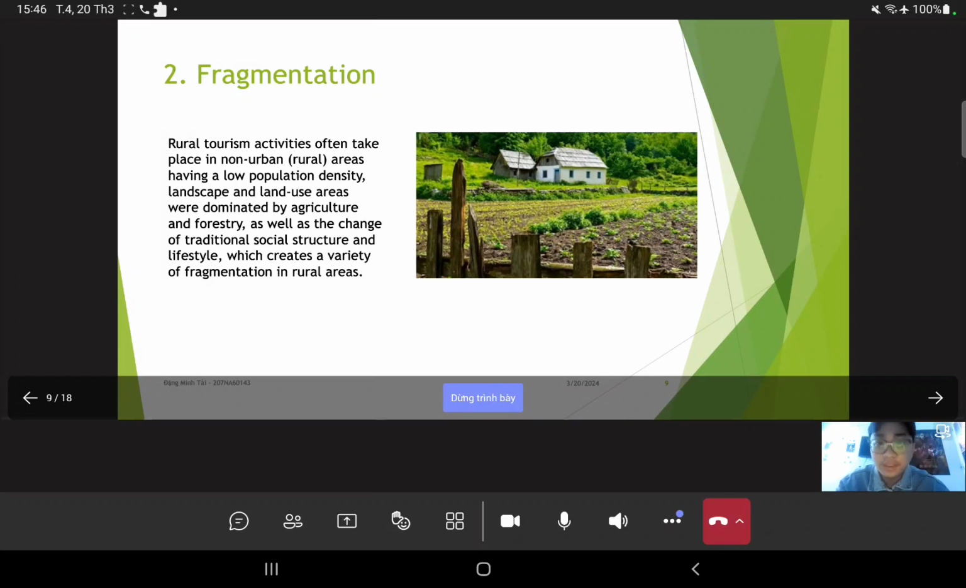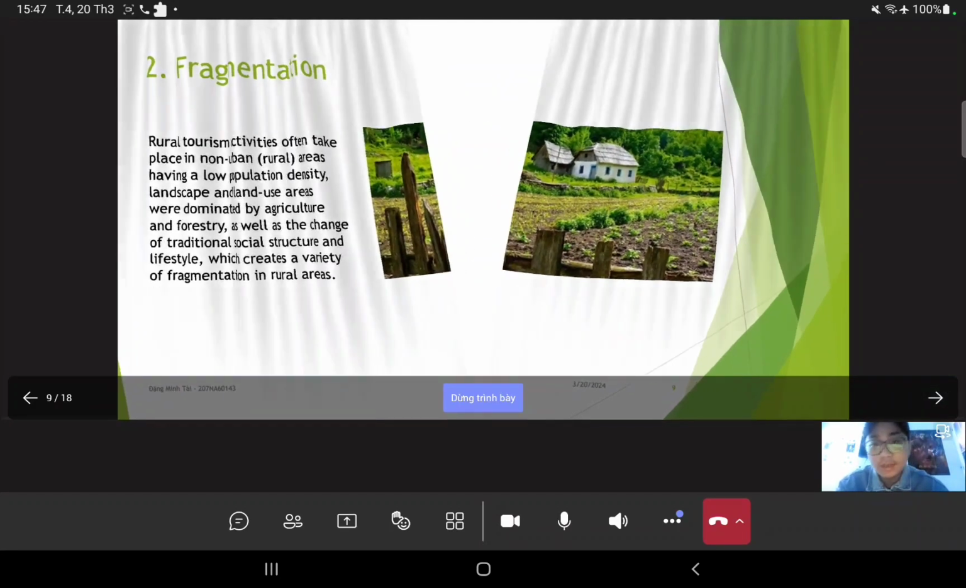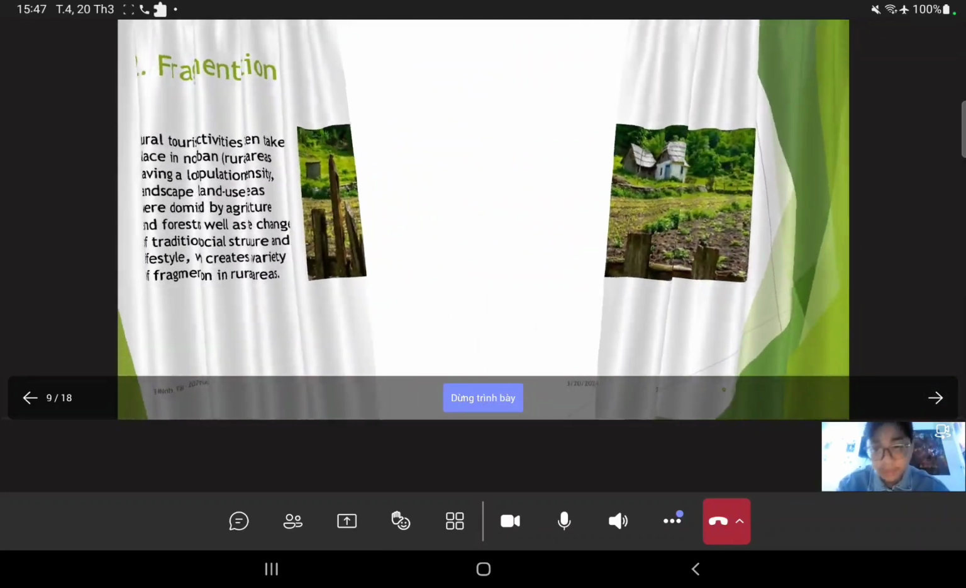Rural tourism activities often take place in non-urban rural areas, having a low population density, landscape and land use areas dominated by agriculture and forestry, as well as the change of traditional social structure and lifestyle, which creates a variety of fragmentation in rural areas. So the last one is role of women.